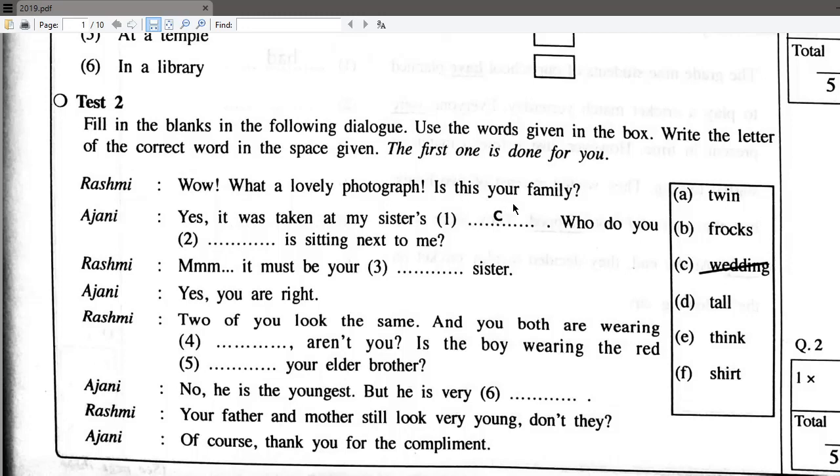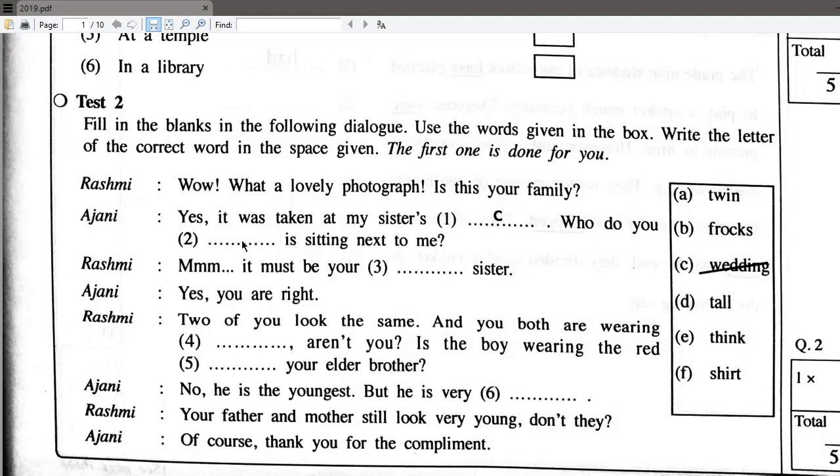Is this your family? Yes, it was taken at my sister's wedding. Who do you think is sitting next to me? So, you can write the word think here, T-H-I-N-K, or you can write the letter E. But remember, my dear children, if you insist that you will write the word, it must have the correct spelling. But if you write the letter, it is only one letter, right?